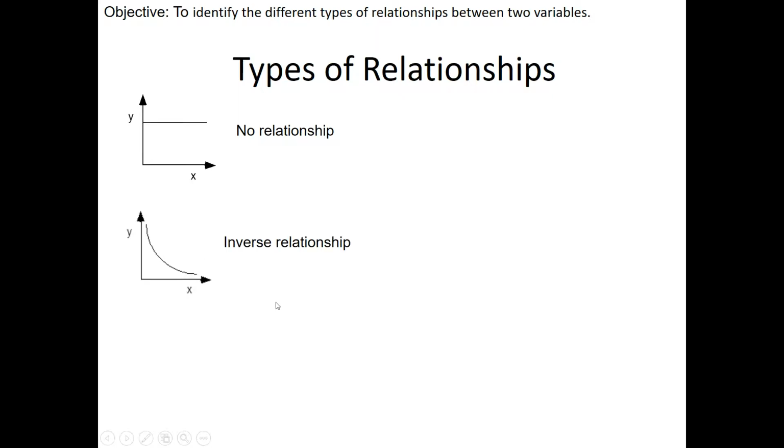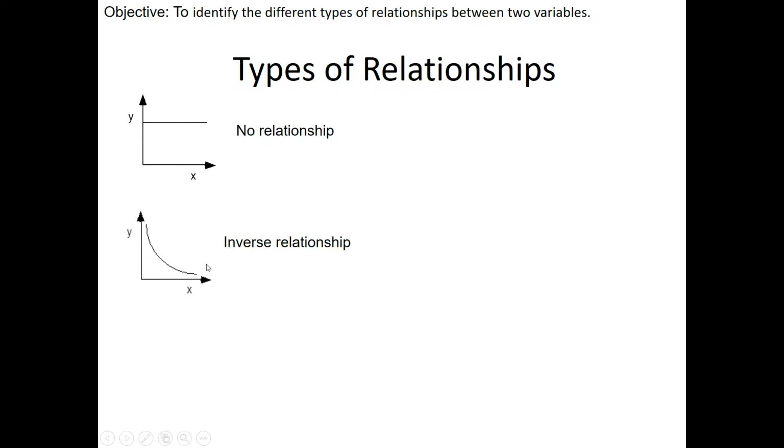Okay, so there are some relationships with variables that we have to know in this class. We just have to know them. There are 5 of them. The first one is what's called a no relationship. When we graph our data and there's a straight line that goes straight across and it's horizontal, there is no relationship between the variables. The second one is what's called an inverse relationship. As one goes up, the other one goes down.